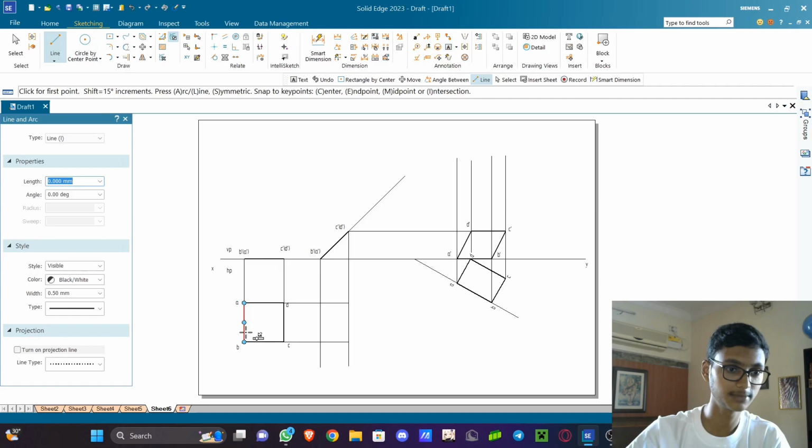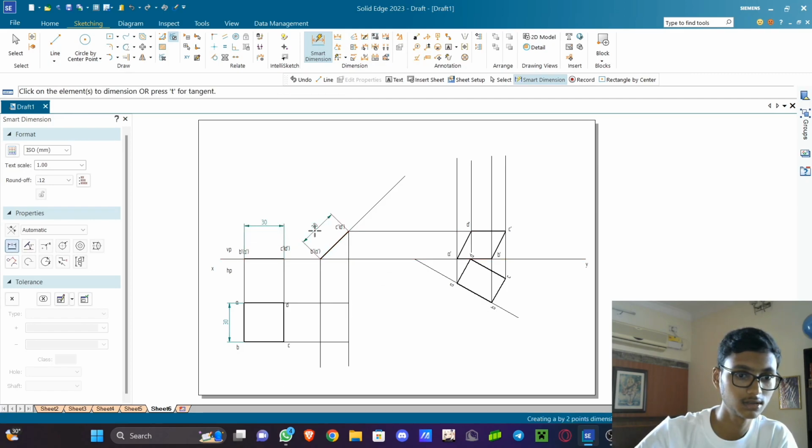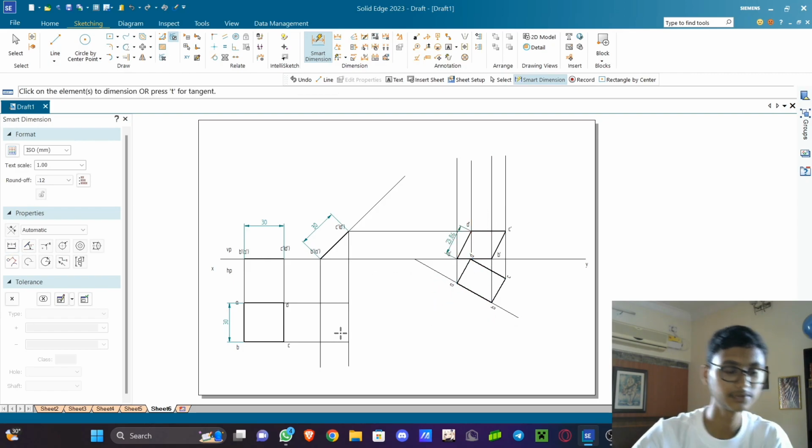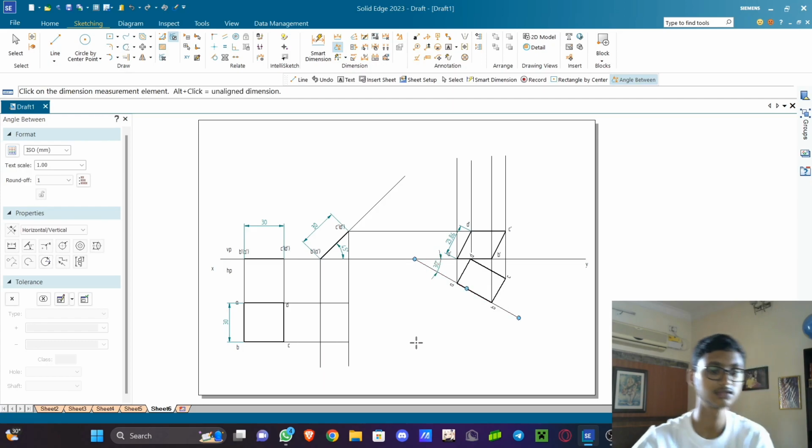So now let us show the dimensions. So go to smart dimension, click on any one edge. So done. And now this one, and this one, and let us show the angle, this angle between. So this and this is 45 degree. So this is our final output of what we have drawn.